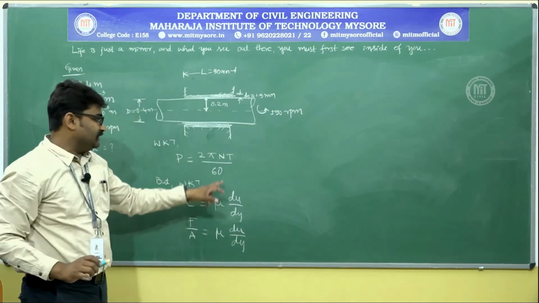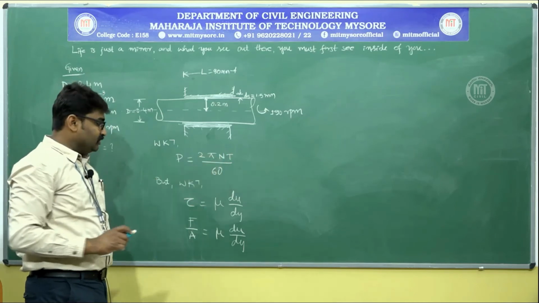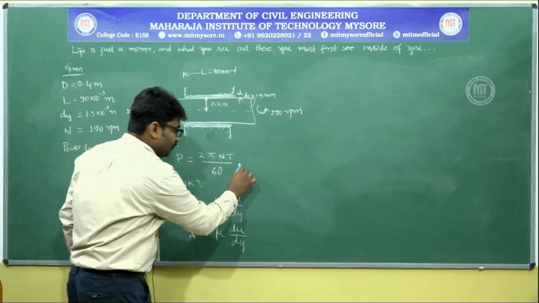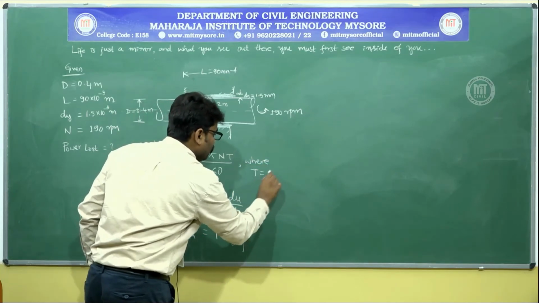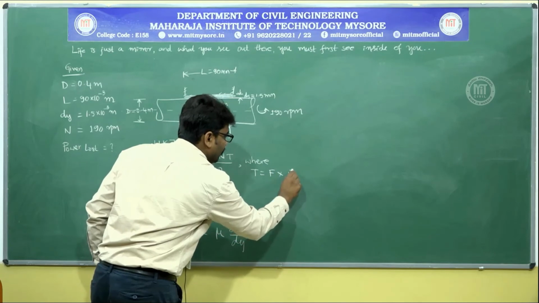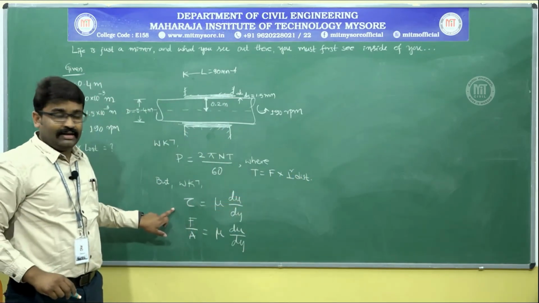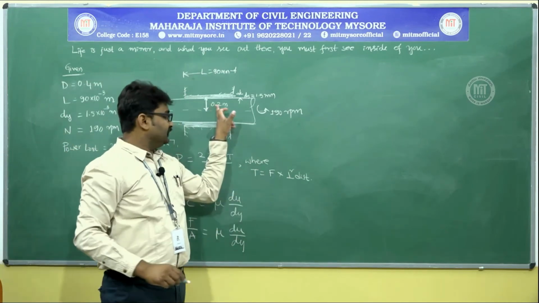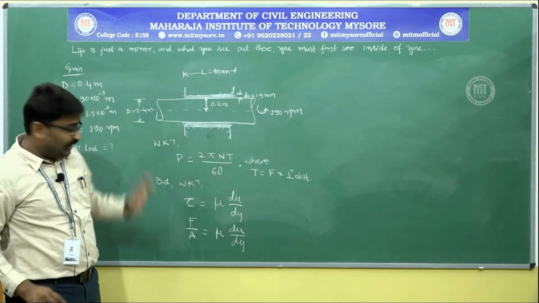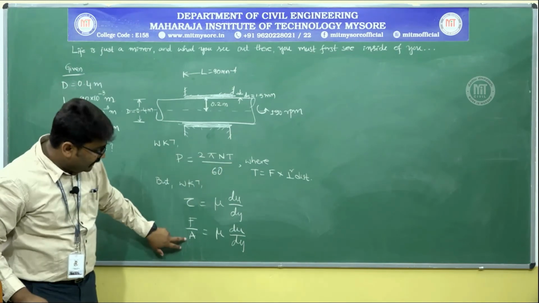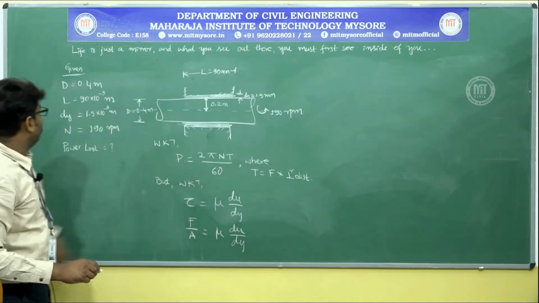Why I wrote this is, here in this pi is known, n is known, only T is to be known. So for convenience, T is equal to force into perpendicular distance. If I write this, you will come to know why I have written this. Here perpendicular distance is known, force can be taken out from this. That is why I have written that. Now in this case, A needs to be calculated, du needs to be calculated, mu and dy are already given.